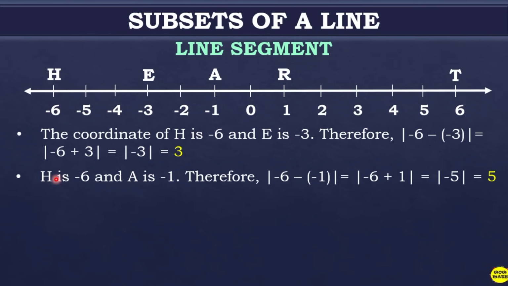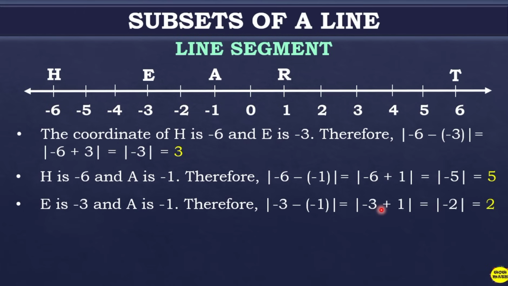Next, so the coordinate of H is negative 6 and A is negative 1. So for us to find the measure of segment HA, we have to subtract the absolute value of its coordinates. So let's have negative 6 minus negative 1. So this will become plus. So negative 6 plus 1, and that is negative 5. So the absolute value of negative 5 is 5. Therefore, line segment HA is equal to 5.